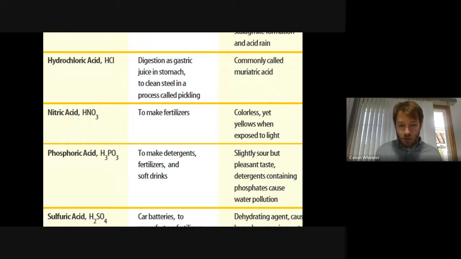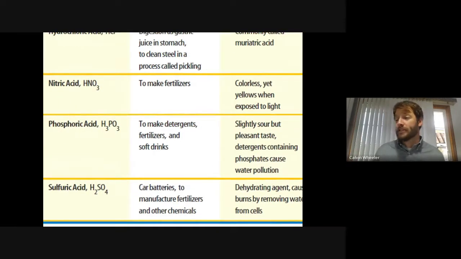If you've ever puked, it's a terrible experience, but you might know that puke has a very sour taste. And the reason why is because it has an acid, hydrochloric acid. It's very important to brush your teeth after vomiting because it has acid in it. The next one is nitric acid.